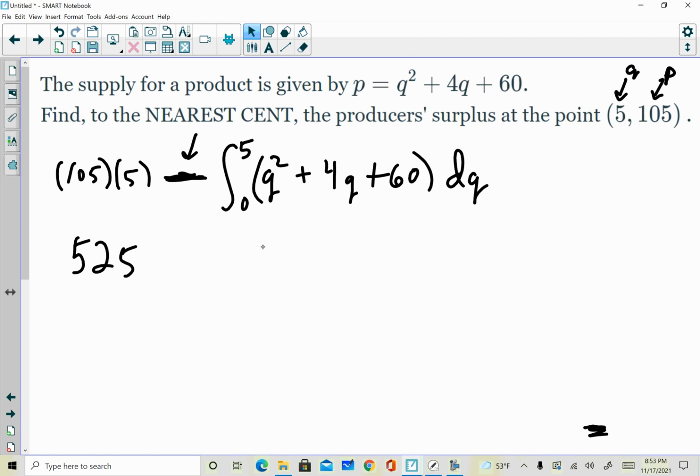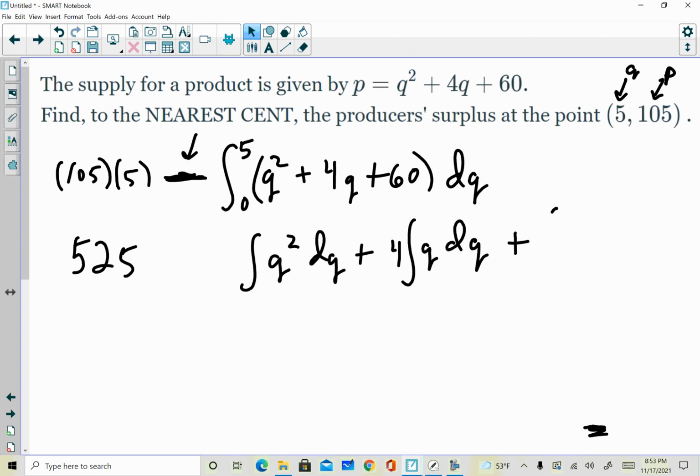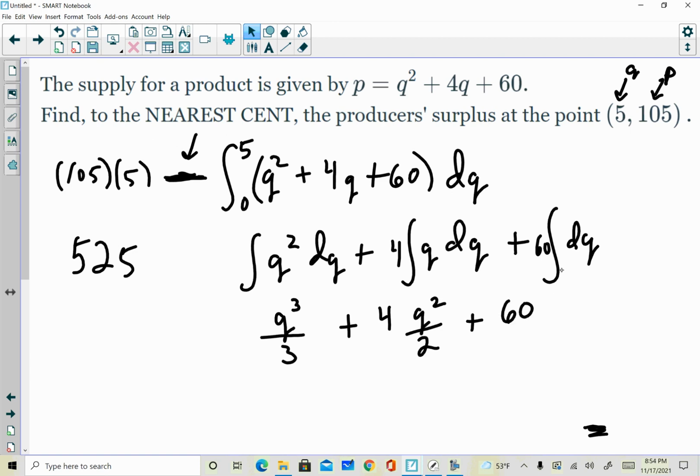This integral gets distributed, so it's the integral of q squared dq plus the integral of 4q dq plus the integral of 60 dq. The integral of q squared dq is q to the third over 3. Copy the plus, copy the 4. The integral of q dq is q squared over 2. Copy the plus, copy the 60. The integral of dq is q. And we put a bracket here with 0 and 5 attached.